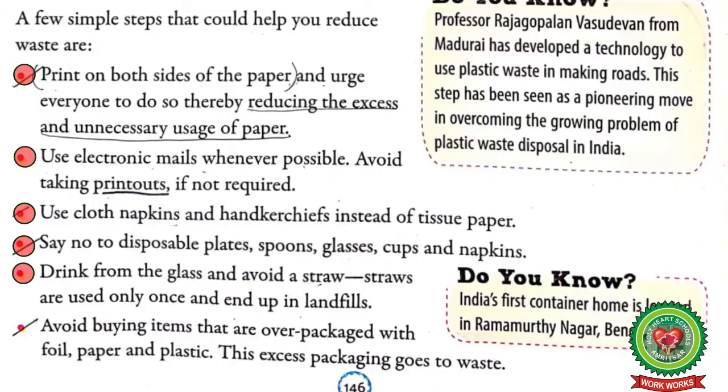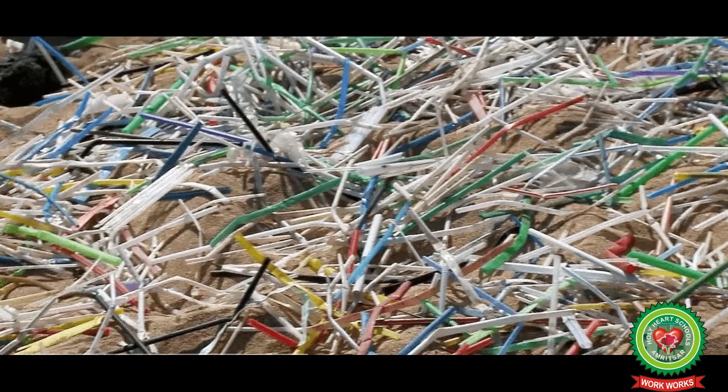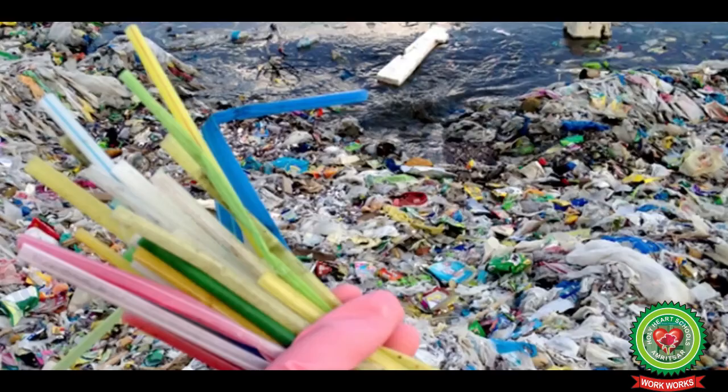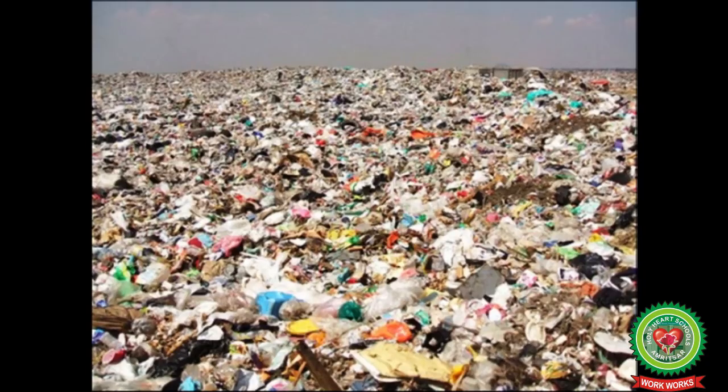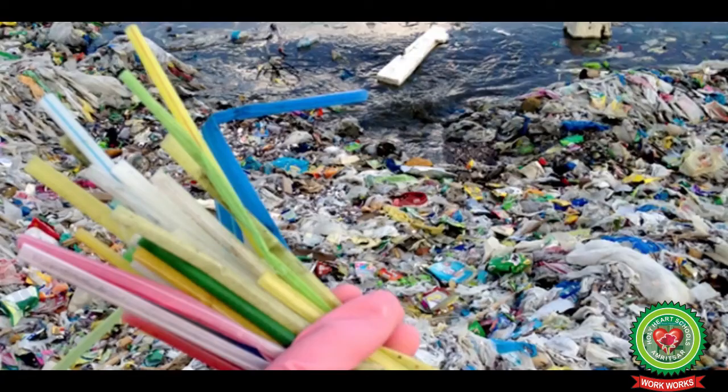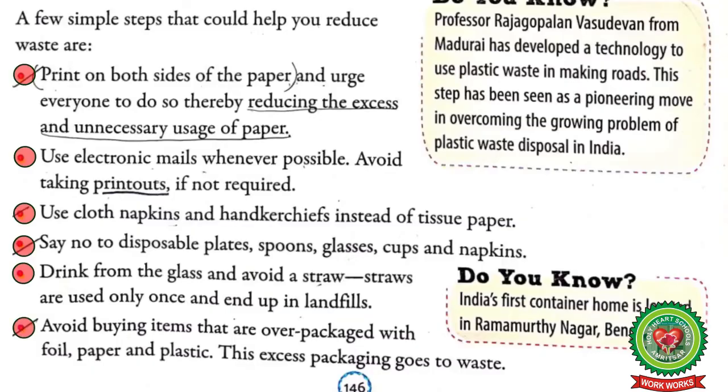Number 5, drink from the glass and avoid a straw, because straws are used only once and end up in landfills, which leads to soil pollution. So avoid the use of straw. Number 6, avoid buying items that are overpacked with foil paper and plastic. This excess packaging goes to waste and causes pollution.